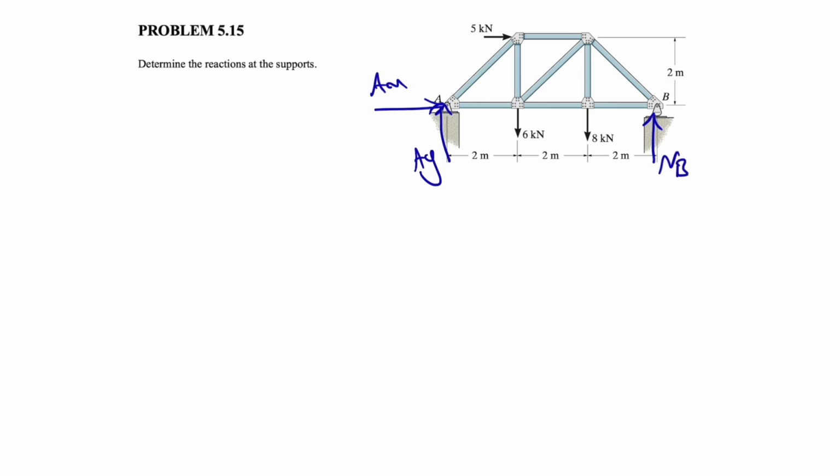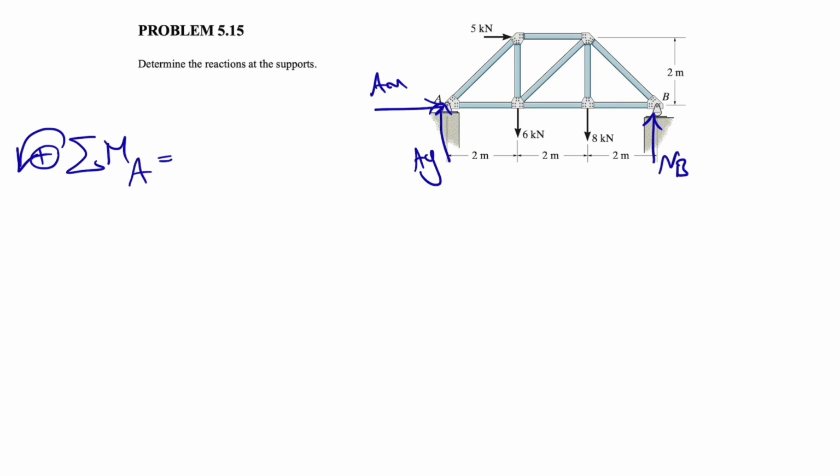And we can start now. Since we have the most reactions and most unknowns at point A, we're going to start with the moment about point A, and that would be our first equilibrium equation. Let's see what we have for the moment about point A.